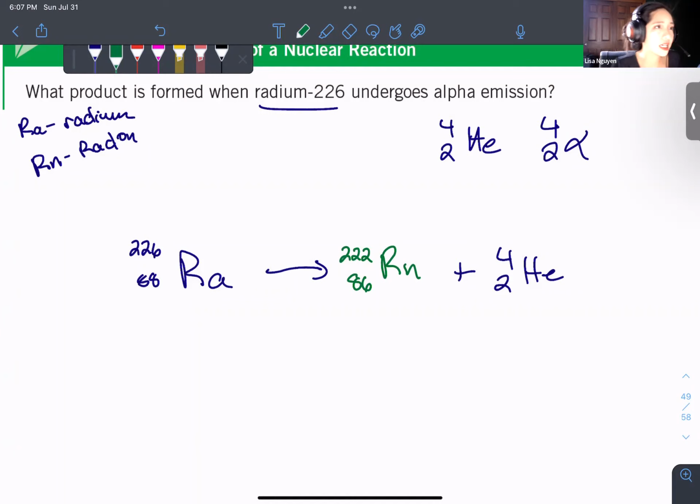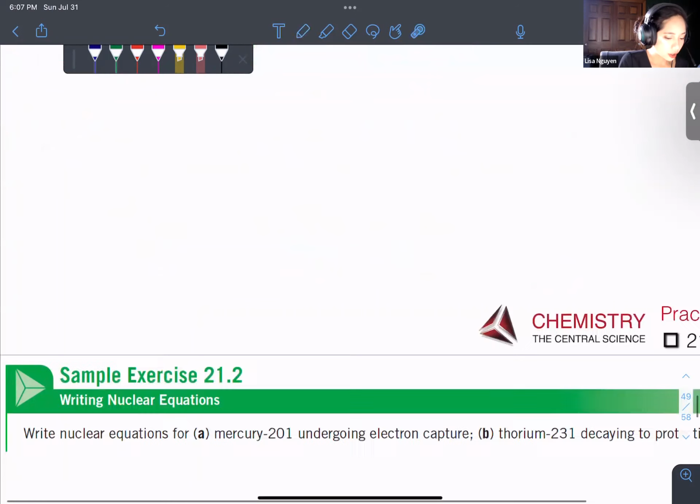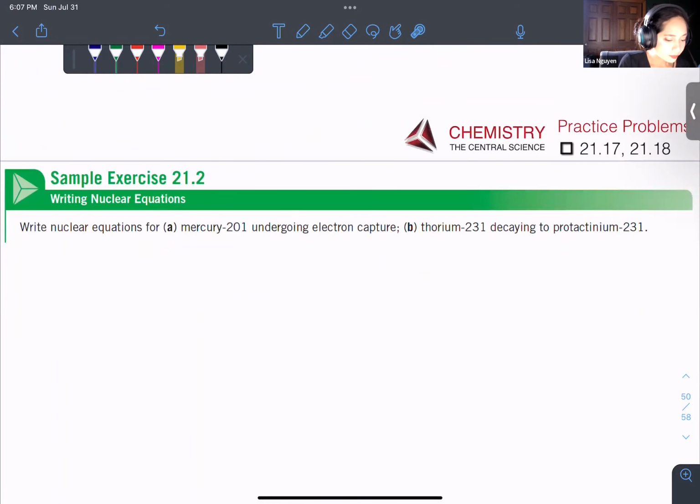What you see here is the trend that with alpha emission, typically your element identity goes down by 2 atomic numbers, and your mass number goes down by 4. But you can tell that from the balanced chemical equation that you write. All right, so other nuclear equations that we can write: mercury-201 undergoing electron capture, and then we have thorium decaying to something else.